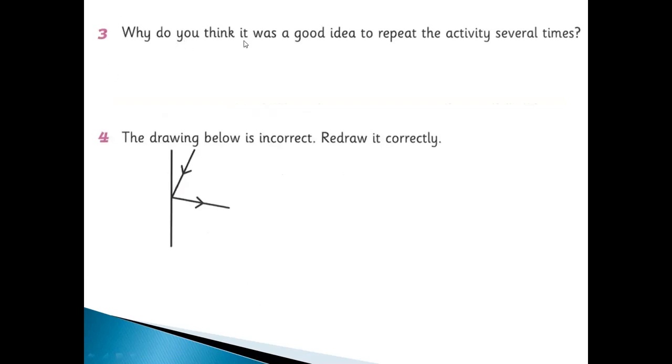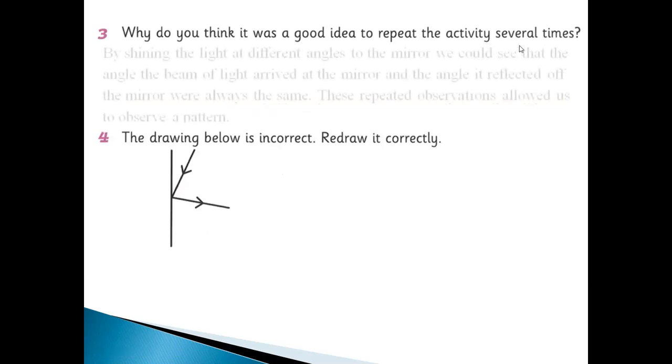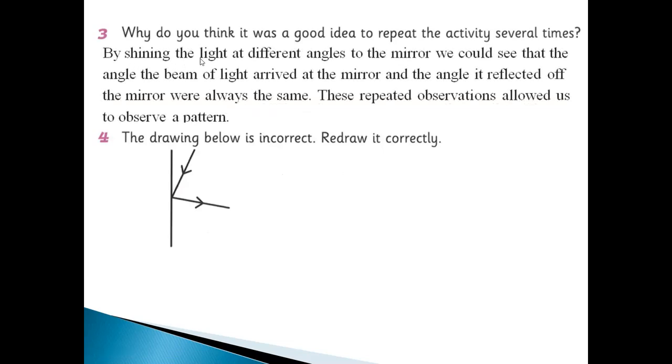Question number three: why do you think it was a good idea to repeat the activity several times? Obviously, it's very good for you. Why? By shining the light at different angles to the mirror, you could see that the angle the beam of light arrived at the mirror and the angle it reflected off the mirror were always the same. Yeah, obviously, it's the same. So these repeated observations allow us to observe a pattern and be more accurate.